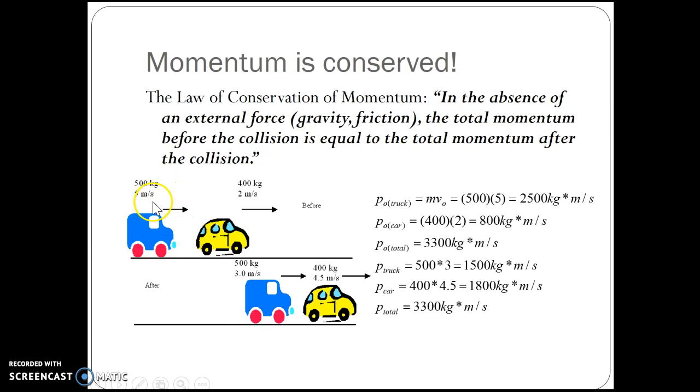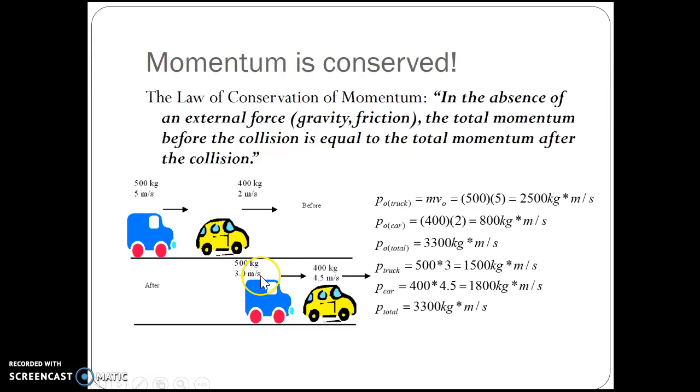You're given a mass and a speed of the truck. You're given a mass and a speed of the car. And so from that information, we can figure out what the total momentum before is. Well, the initial momentum of the truck is 2,500 kilogram meters per second. The initial momentum of the car was 800. I've got a total initial momentum of 3,300.